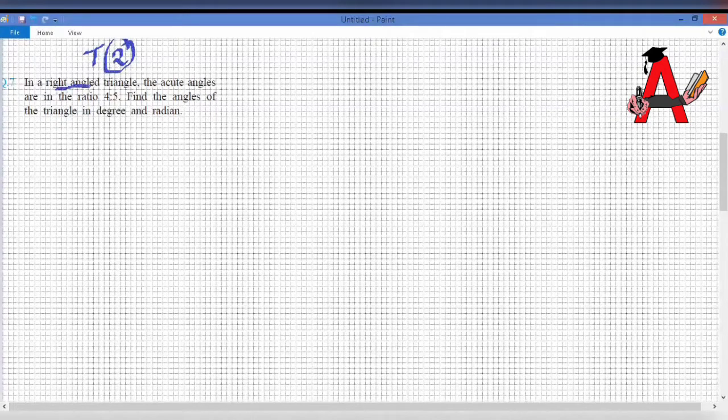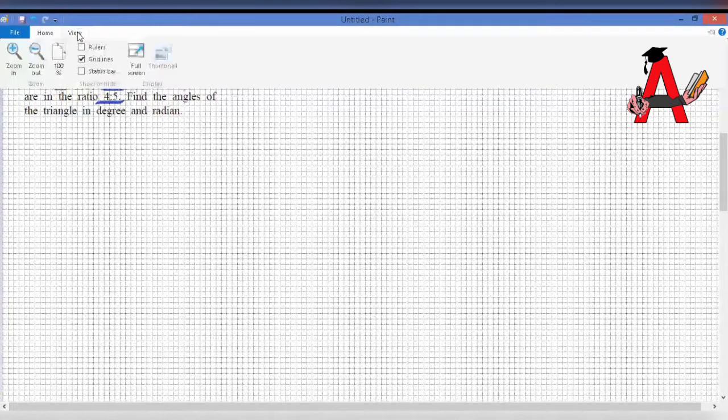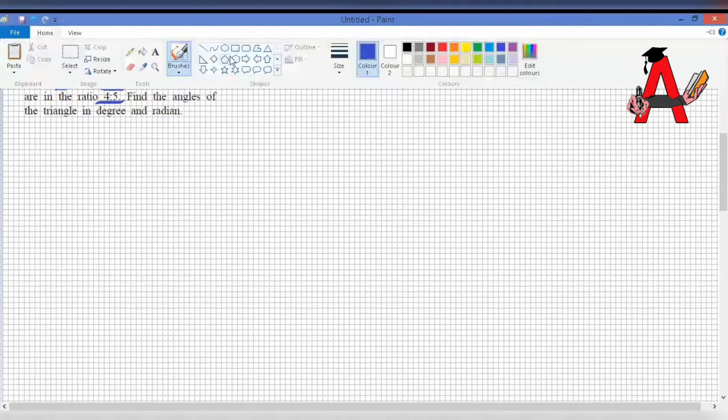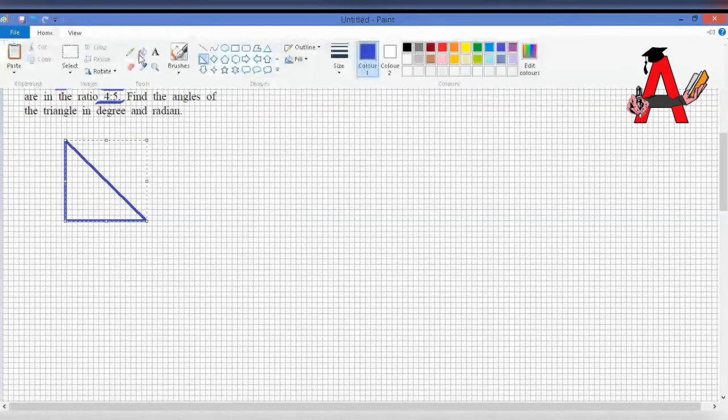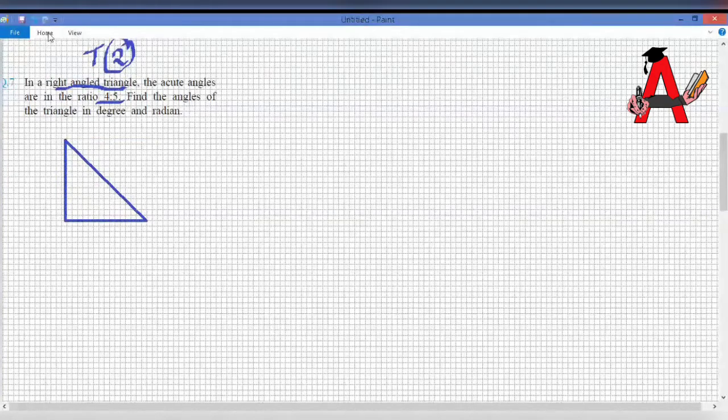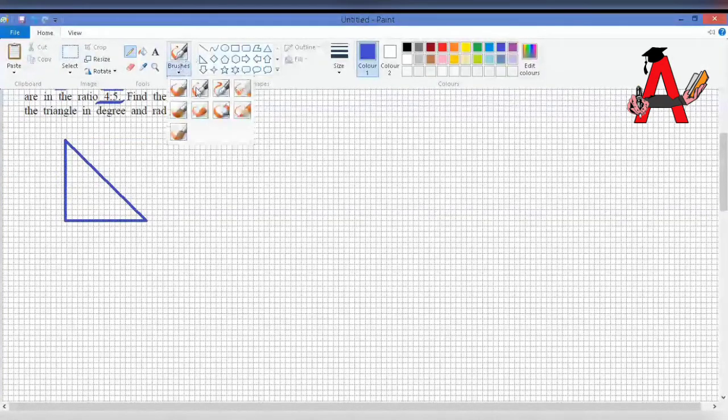In a right angle triangle, here a right angle triangle is given. Acute angles are in the ratio 4:5. Find the angles of the triangle. So we have to find all the angles and some ratio is given. So the acute angles are given in the ratio 4:5. So let us first draw the triangle. Suppose this is the triangle. I can name it as ABC.